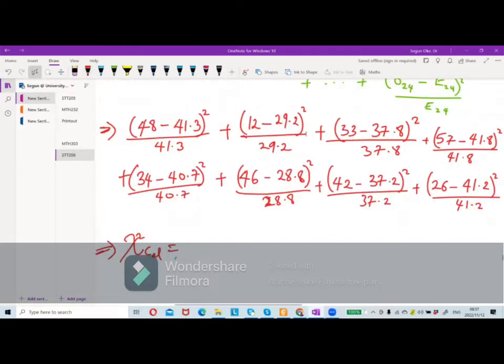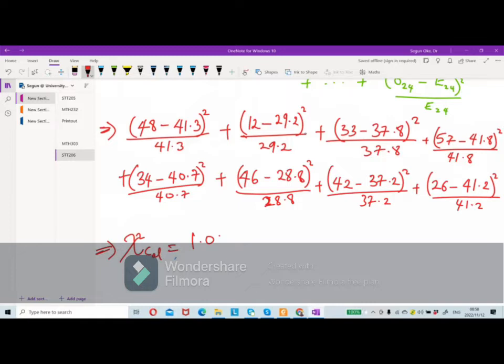Now let's do 48 minus 41.3, what is the answer? Let's bring out our calculator. Just pick one. 6.7. No, it can't be 1.7. Check it. 48 minus 41.3, all squared. Squared, divided now by 41.3.